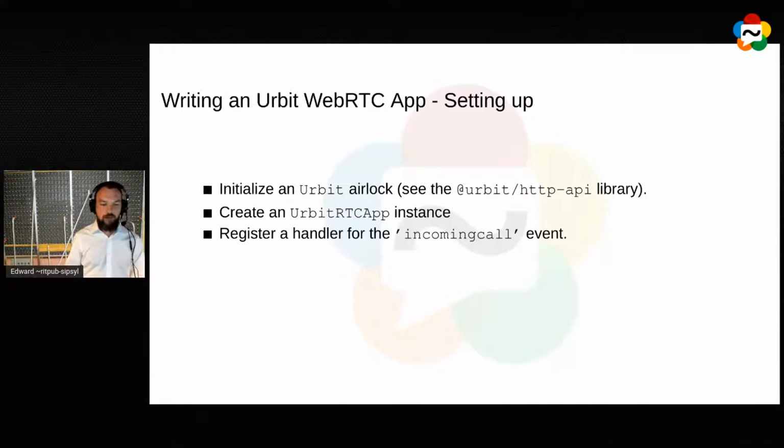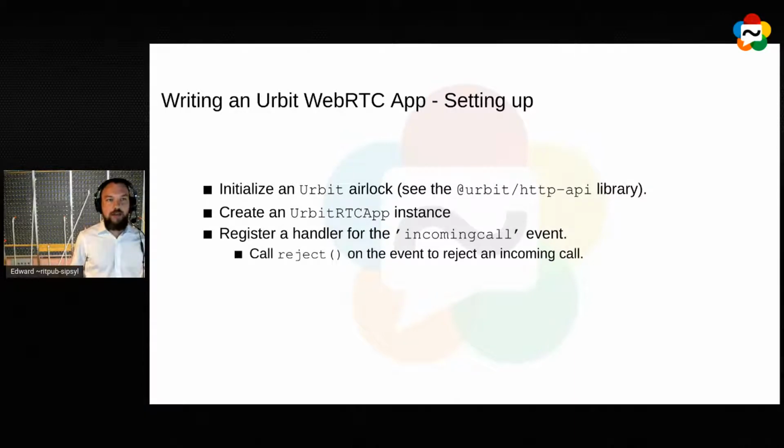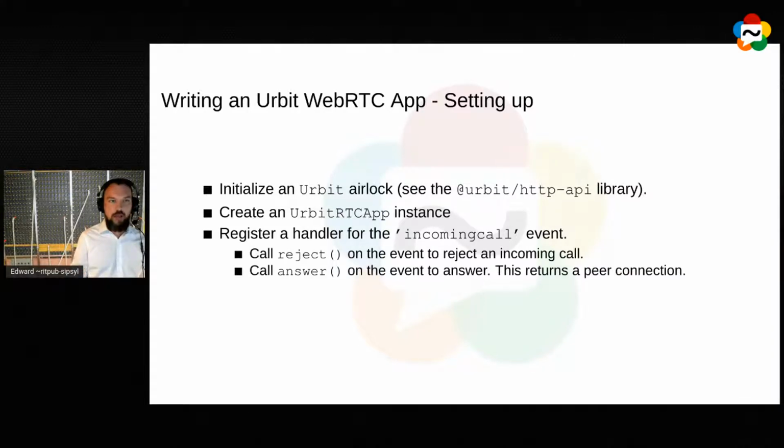You're going to want to register a handler for the incoming call event. So this is just a standard JavaScript event handler. And the event that you'll be passed in the event handler has two methods. You can call reject and say, no, I don't want this call, and the other side will be notified that you hung up without accepting the call, so they can handle that in their call flow. Or you can call answer, and this answer method will return a peer connection, an instance of RTC peer connection, that will automatically start negotiating. And then once you've set up this handler, you want to call the initialize method. We do it this way so you can have your handler set up before it actually starts talking to your ship.